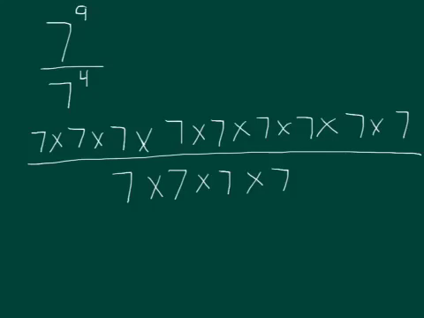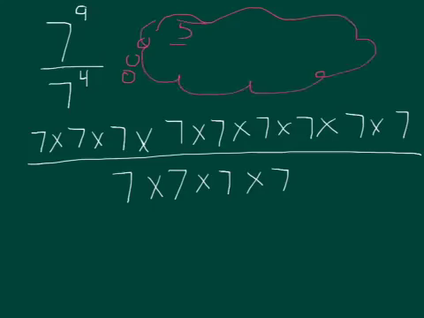Now an interesting thing here, a side note, is that anytime you have a number over itself, that's just what we call a fancy form of 1, or a 1. So for example, if I have 5 over itself, 5 over 5, that equals 1. If I have 12 over 12, that's also 1. Anything over itself is 1.